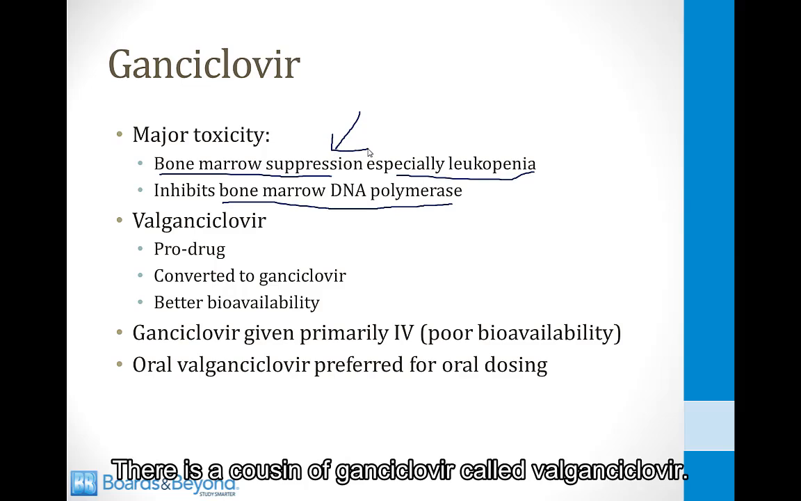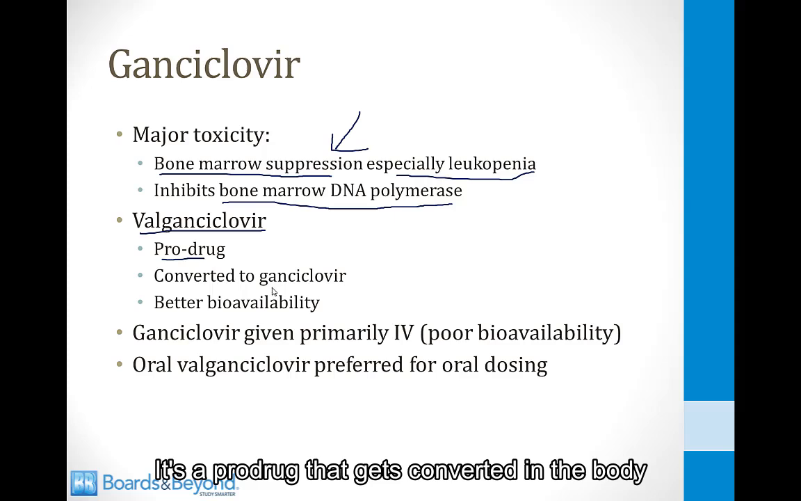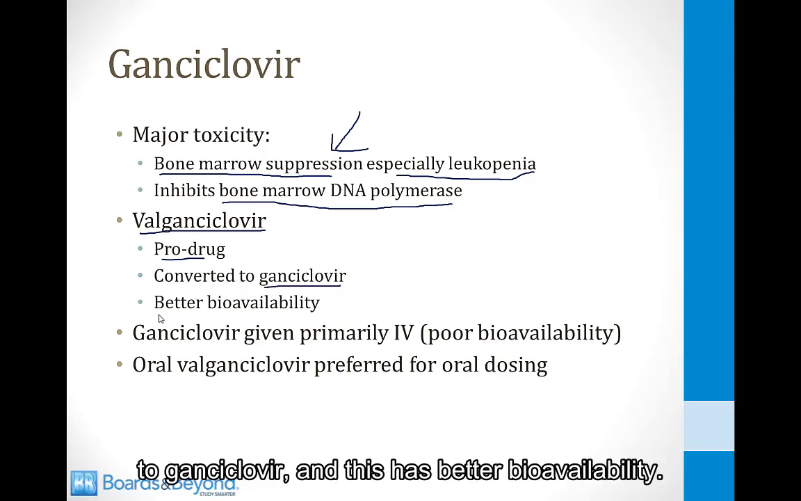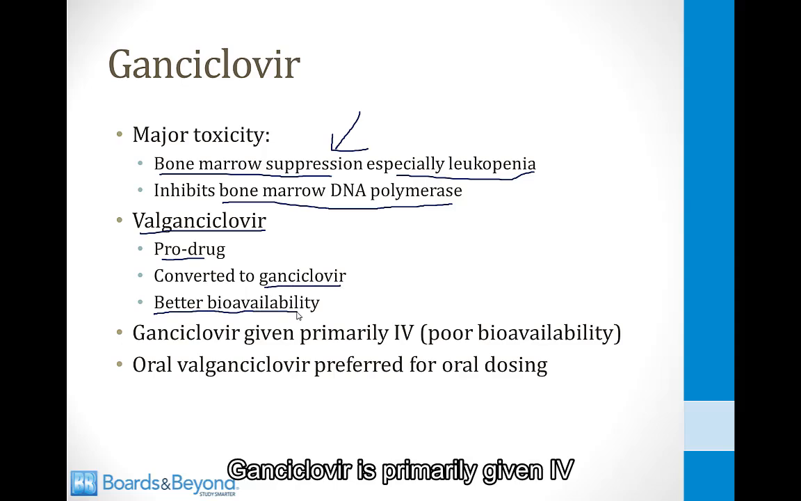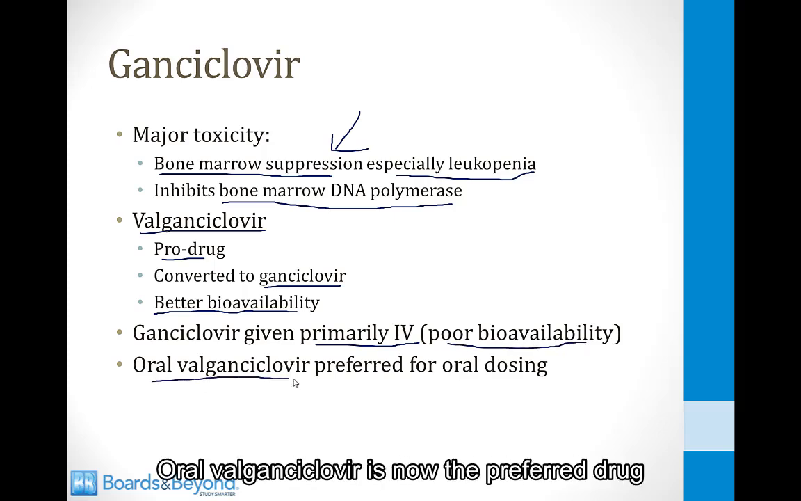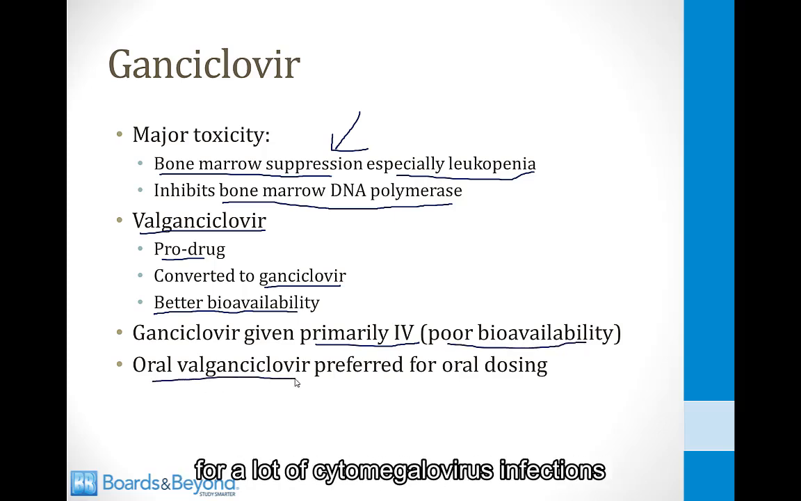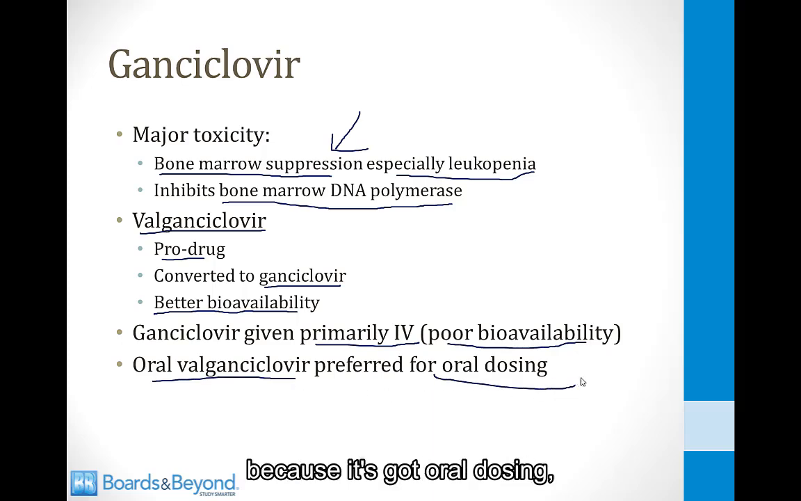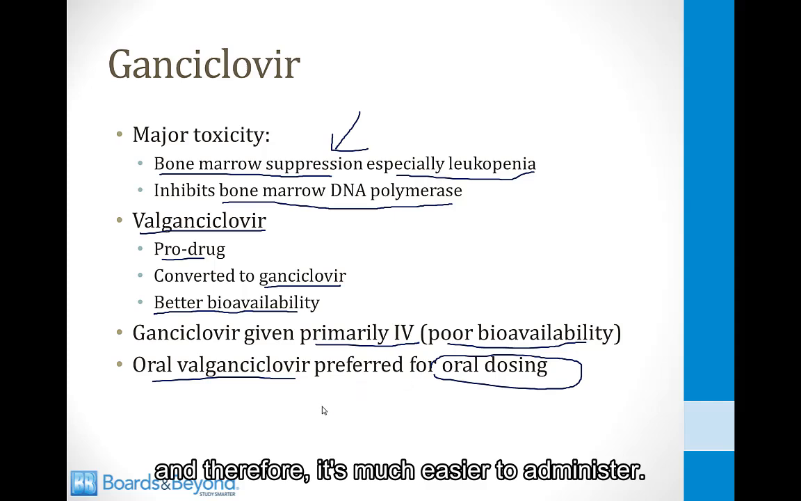There is a cousin of ganciclovir called valganciclovir. It's a prodrug that gets converted in the body to ganciclovir, and this has better bioavailability. Ganciclovir is primarily given IV because it's got such poor bioavailability when you give it orally. Oral valganciclovir is now the preferred drug for a lot of cytomegalovirus infections because it's got oral dosing and therefore it's much easier to administer.